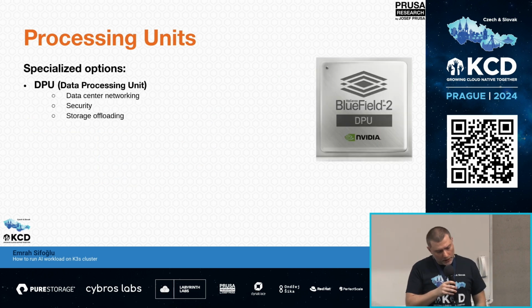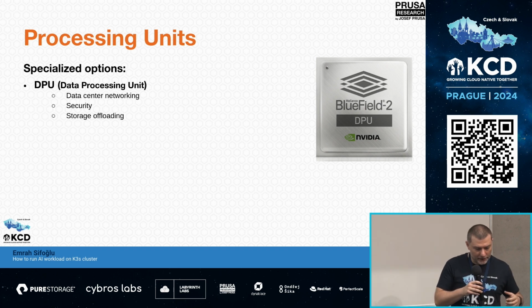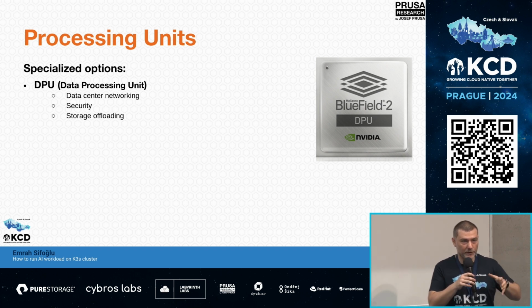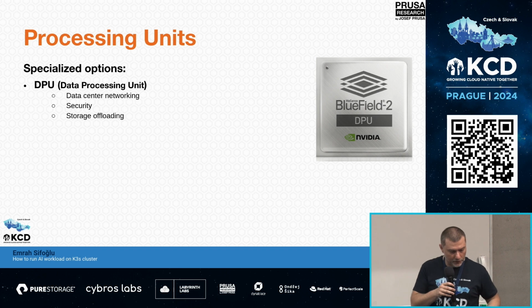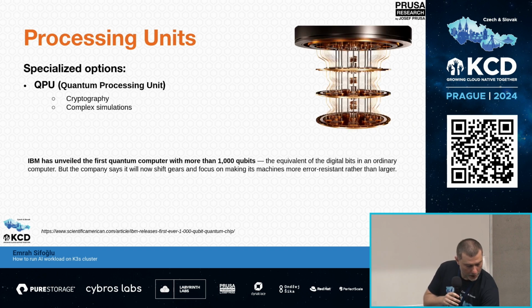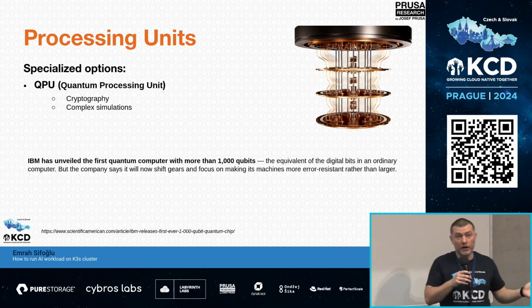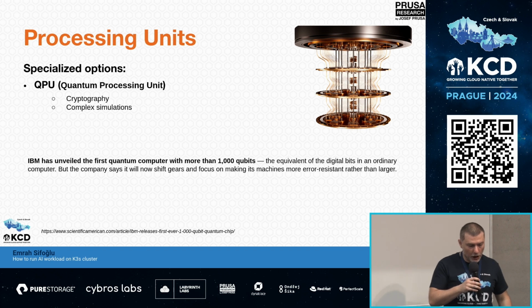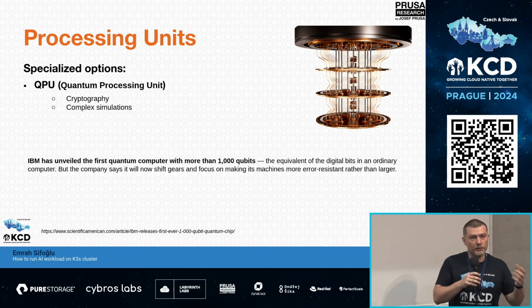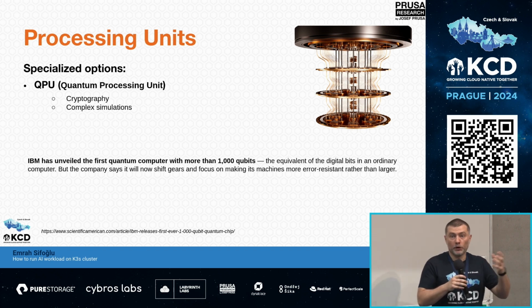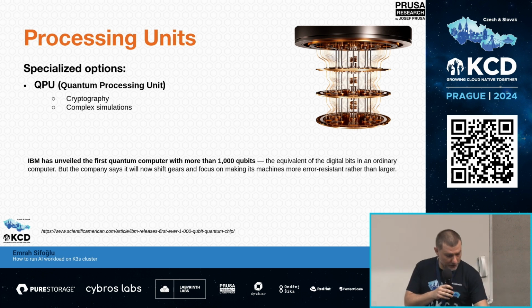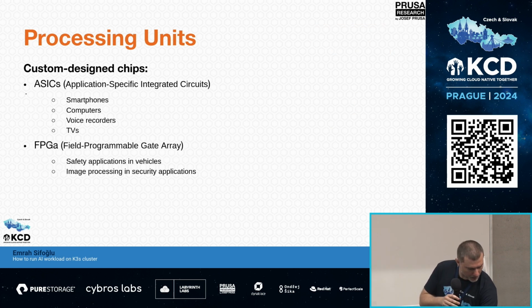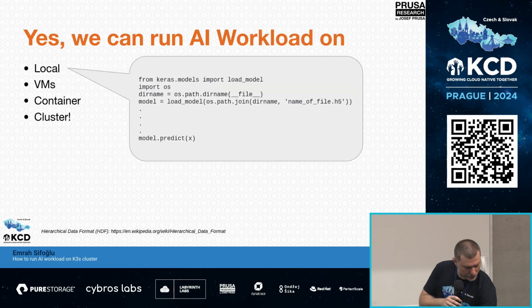And DPUs, well, these are basically a kind of helper. They take some of the workload from the CPU and do it in a much more secure and efficient way. And quantum computers, well, this is a new era for all of us, right? Now we have more than 1,000 qubits. Quantum computers are mainly used for complex simulations, like if you want to do something with molecules, and also cryptography. Well, I'm going to skip these two.